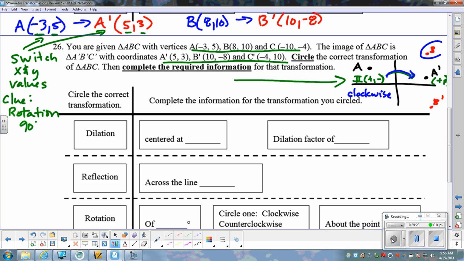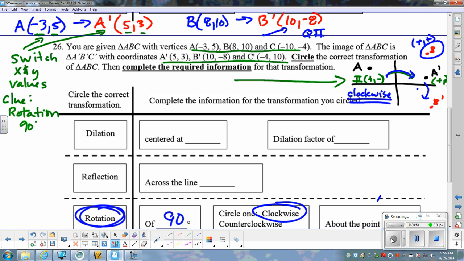I want to confirm it with part B. B is in quadrant 1, which is positive, positive. And then after it's transformed, it's at (10, -8), which is in quadrant 4. So if I'm going from quadrant 1 to the next, again, that is a clockwise rotation. So I'm going to say that I have a rotation of 90 degrees, clockwise, and we're always going to be doing it about the point (0, 0). Once again, you can always make a graph and physically turn the paper so that you can see where the new coordinates would lie. But again, you can use patterns as well.